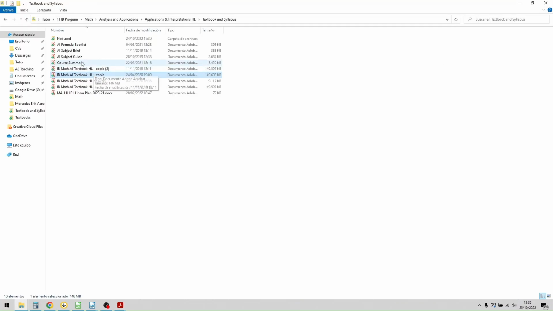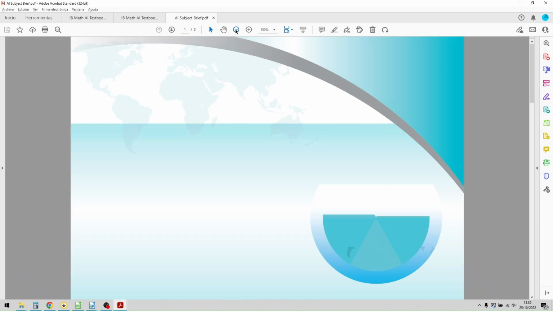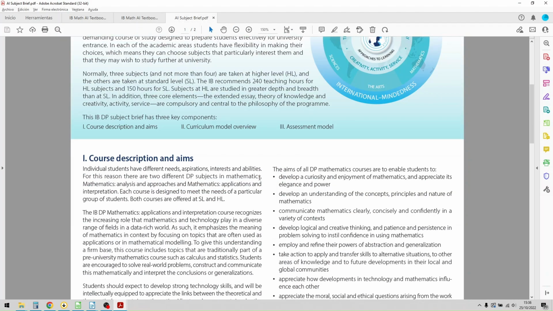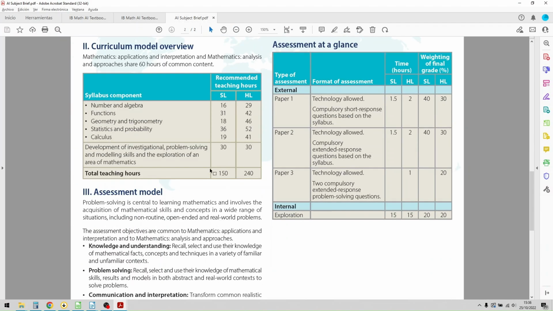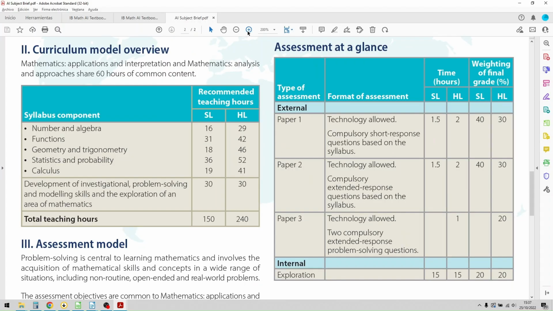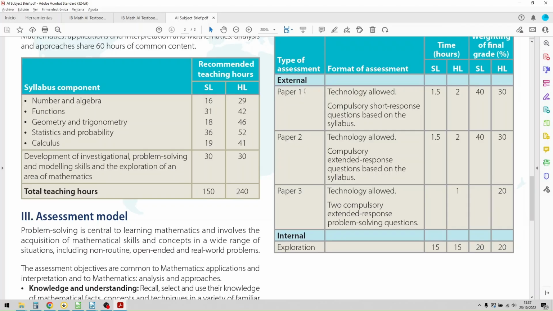So there's the textbook, there's the guide, which is a very detailed format of the syllabus, or there's the subject brief as well. The subject brief is interesting because it's a very short summary, but it lets us know what's in the math class, and also how they will be graded. So there's paper 1, 2, and 3 for higher level.